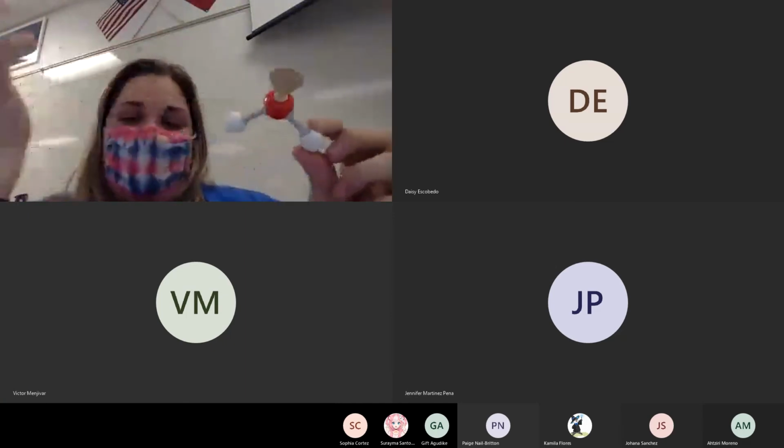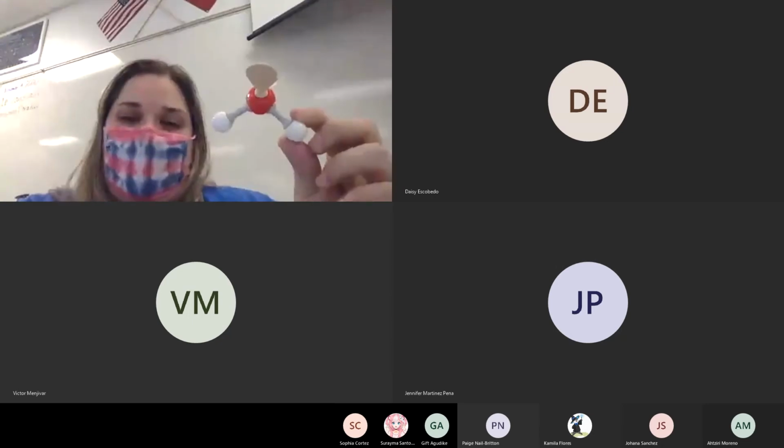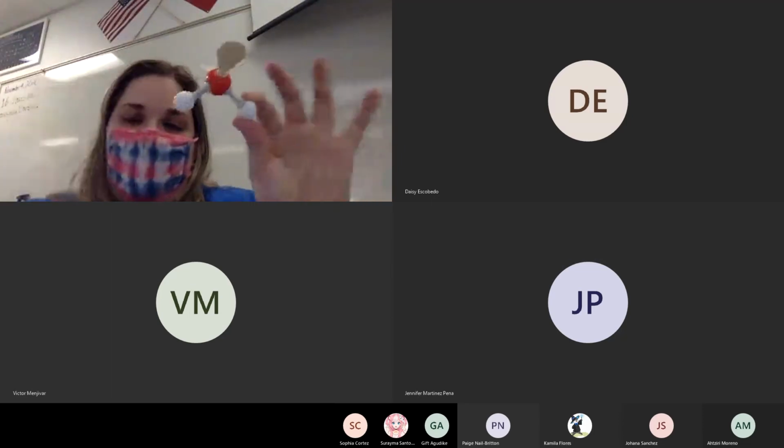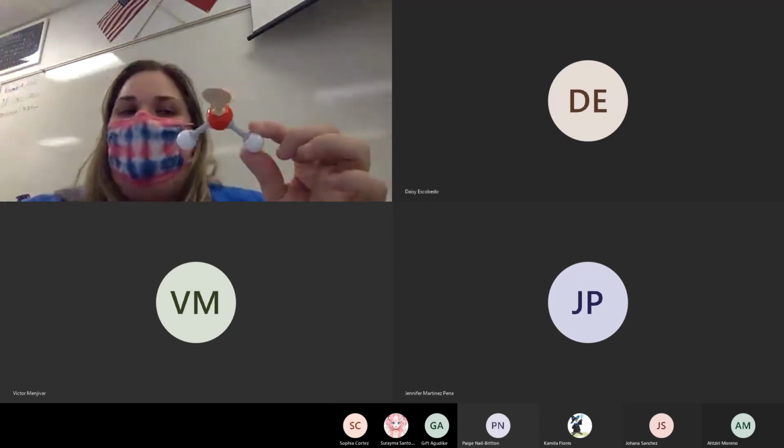It also allows it to dissolve a lot of things. So that's why we use water to make all of our drinks, because it can dissolve and mix with so many other things. And it all relates back to the fact that it has this bent shape. Okay.